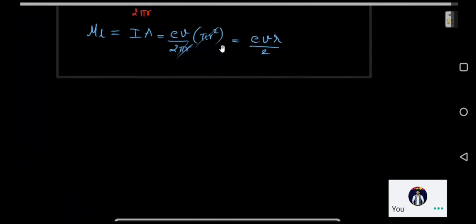What I will do is take this e into v into r upon 2 and multiply and divide it by the mass of the electron, because I want the gyromagnetic ratio over here. That is why I am doing this. So I will just isolate the terms: I will put this as e upon 2m, and on top I will make it as m into v into r.